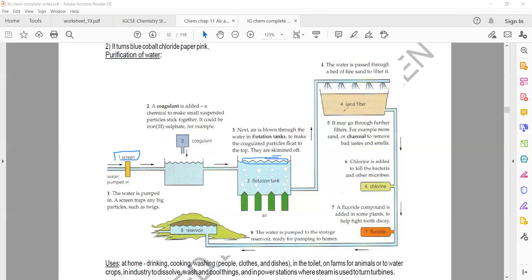Then we carry out another filtration, but this time the filtration is through sand, of different particle sizes. Then charcoal is used to remove any taste or smell in the water. Then chlorination is done. The purpose of chlorination is to kill the bacteria or other microbes. And fluoride compounds are added to reduce tooth decay. And then water is pumped into storage reservoirs, and it is ready for pumping to homes.